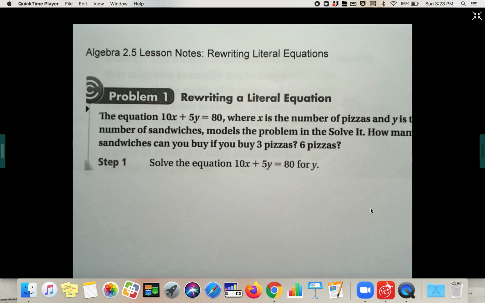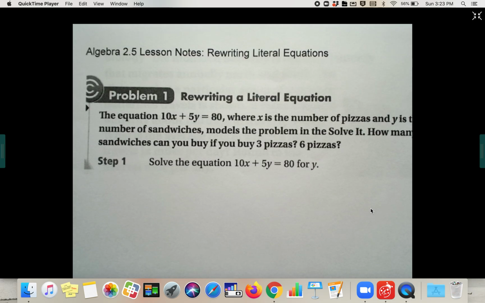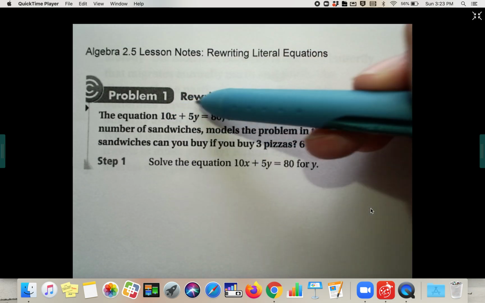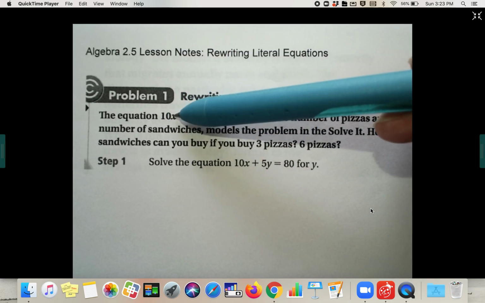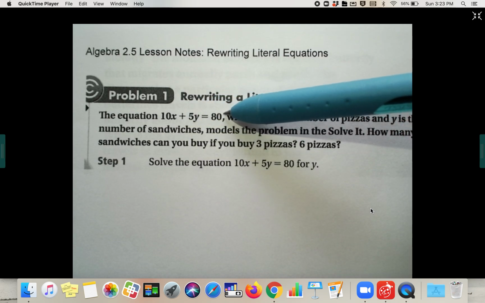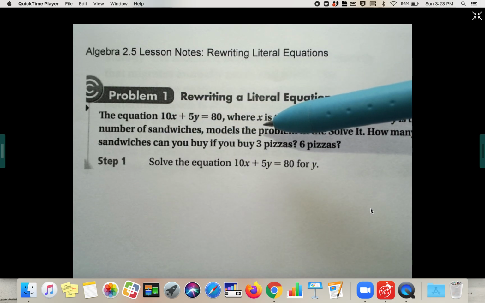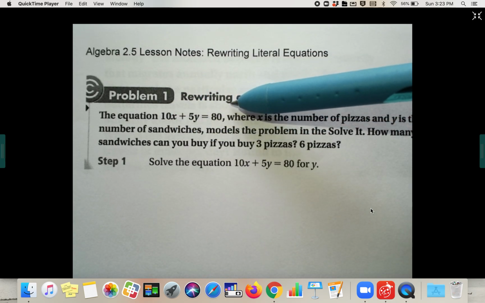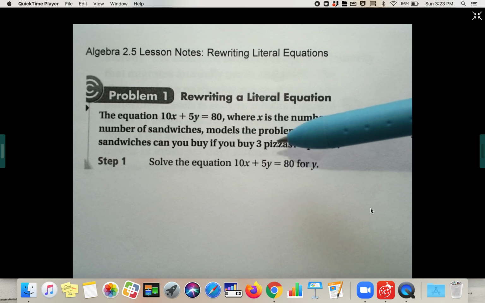Algebra 2.5 lesson notes, which is rewriting literal equations. So all that means is you are taking an equation like the one in problem 1, 10x plus 5y equals 80, and you're rearranging it, really. In fact, sometimes I use the word rearranging, and all that means is rewriting. So we're not necessarily trying to solve it.